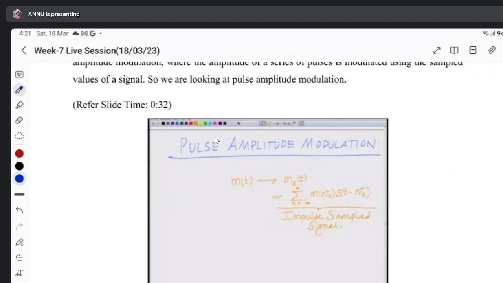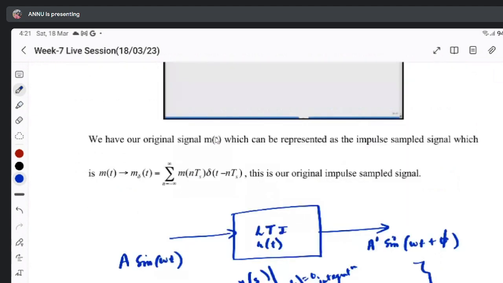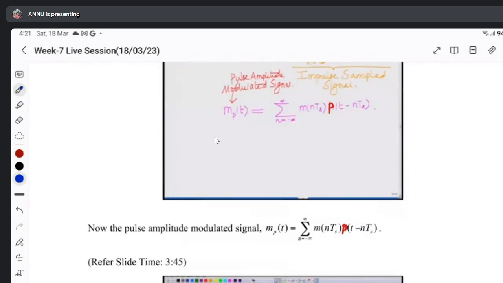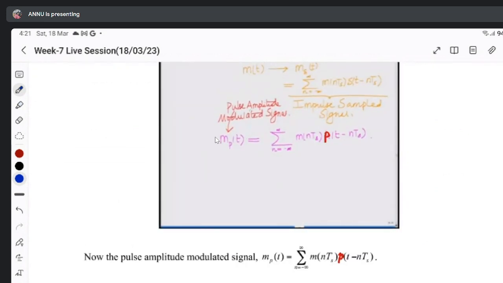So pulse amplitude modulation: if you have m(t) and delta t, when you have the impulse sampled signal, you know that this is the expression for that. Then after this expression, the pulse amplitude signal will look like this if you have mapped it to a pulse signal. Instead of delta, you will have the pulse. So m(nTs) p(t minus nTs).